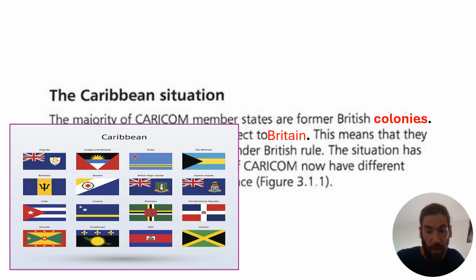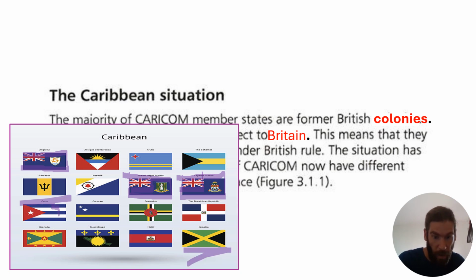And here we see that some countries still have a very tight relationship with Britain, because in some flags of Caribbean countries, you see in the left corner the British flag. You should see it now. Anguilla, for instance, is still connected to Britain because you see the British flag in its flag. And also Barbados used to be a British colony, and also Jamaica used to be a British colony.